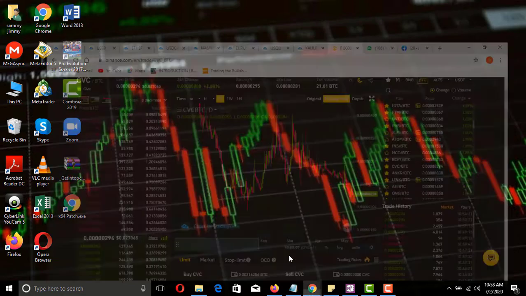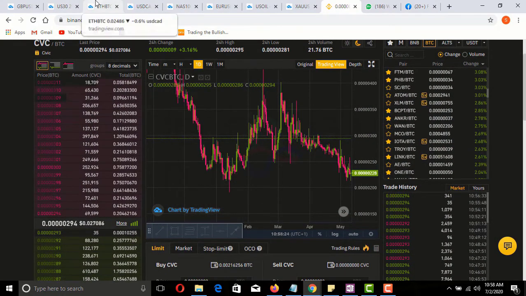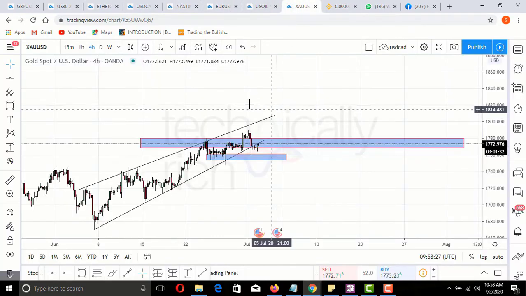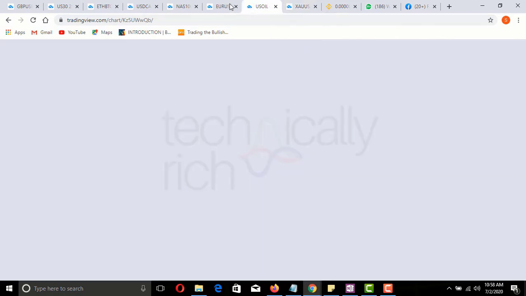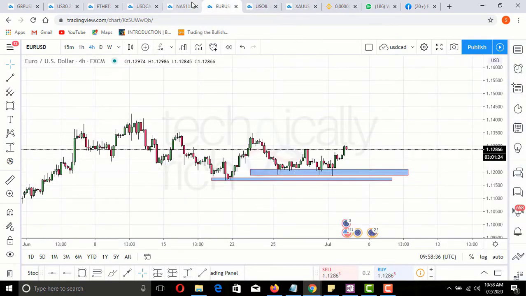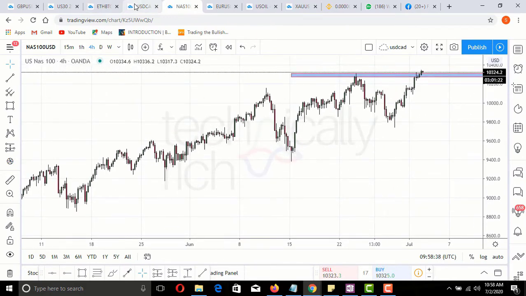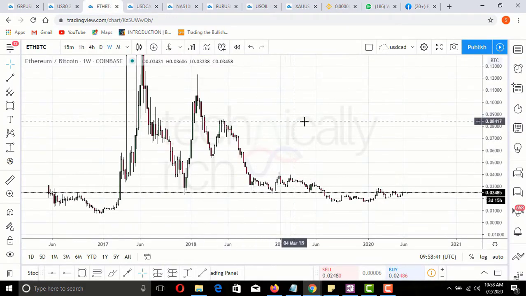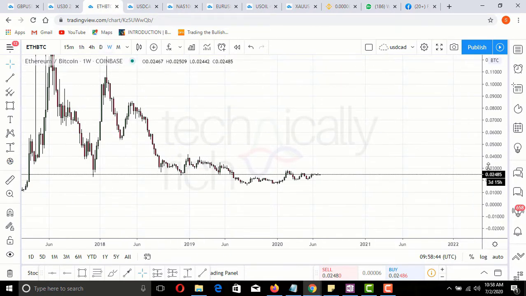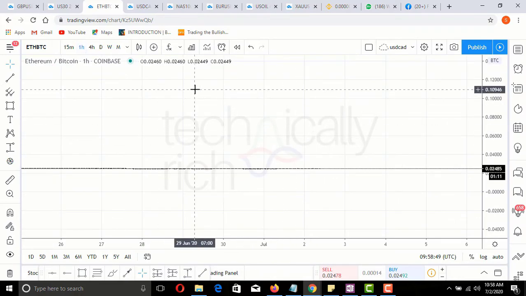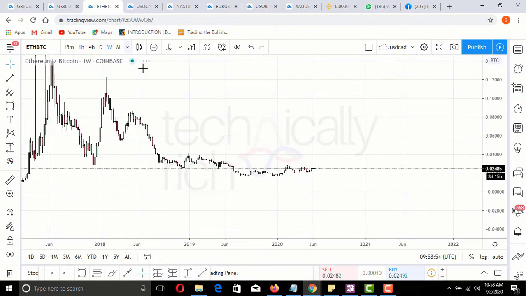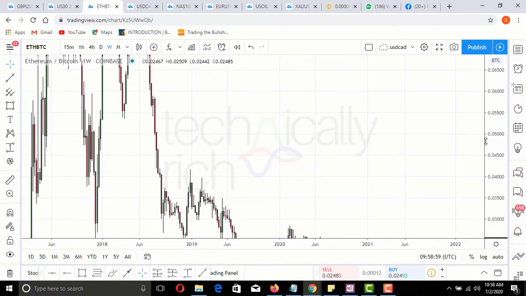Okay, so let's see how this looks. On all of these charts, we have the market moving from zone to zone. Markets are always moving from zone to zone, but we are going to focus on crypto. If you really want to spot a supply or demand zone, you should be looking at a bigger time frame. So let's say we're working on the weekly time frame. This is Ethereum BTC.